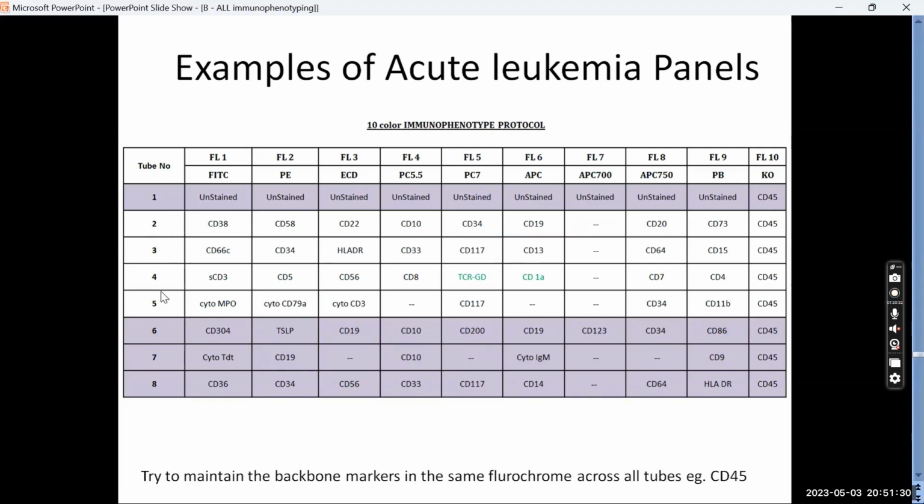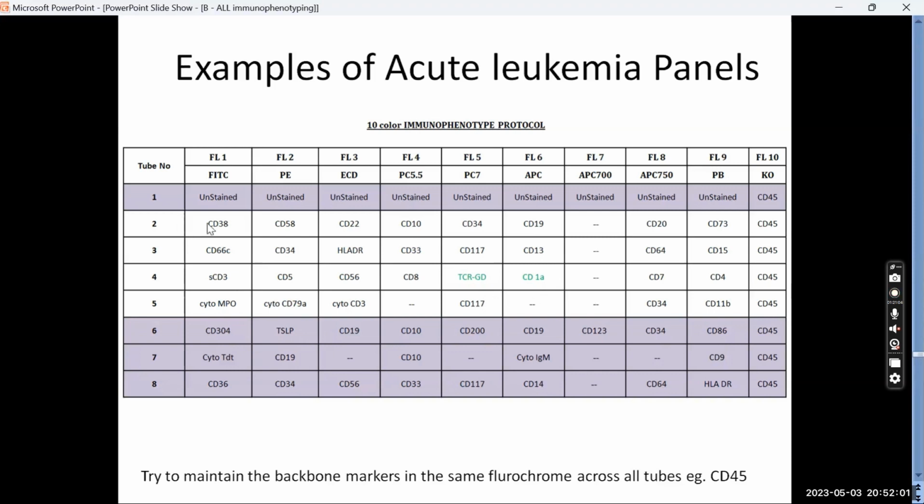In this particular case, we have 1, 2, 3, 4 tubes. This is the B tube, this is the myeloid tube, this is the T tube, and this is the cytoplasmic or lineage-specific tube. All the cyto markers I add in one tube because cytoplasmic staining needs an additional step of fixation and permeabilization. I don't want all the tubes to undergo that process because fixation and permeabilization is an extra reagent or chemical which can affect the markers. So I've grouped all the cytoplasmic markers in one tube.